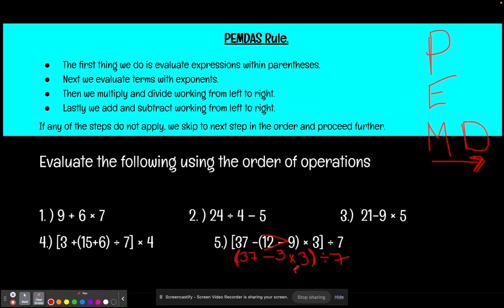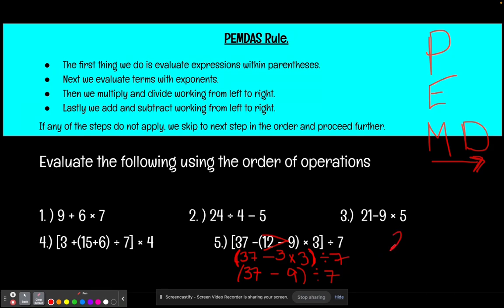3 times 3 is 9, right? So then I'm going to bring down everything else that I have not used. I'm going to bring down my 37, my subtraction sign, and my parentheses, right? And then I have that divide by 7 off to the side. Okay, so again, still on the parentheses step. So finish out parentheses here, and then we can move on and divide by 7, right? So inside my parentheses, I have 37 and I have to subtract 9, right? So that means I have 28 altogether.